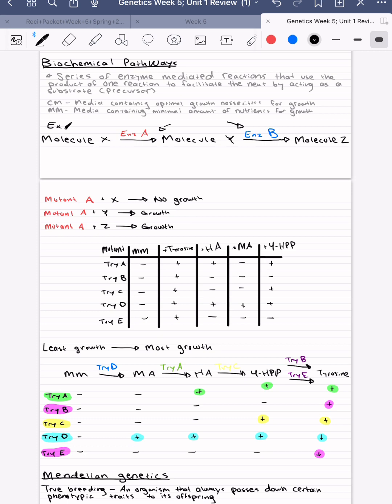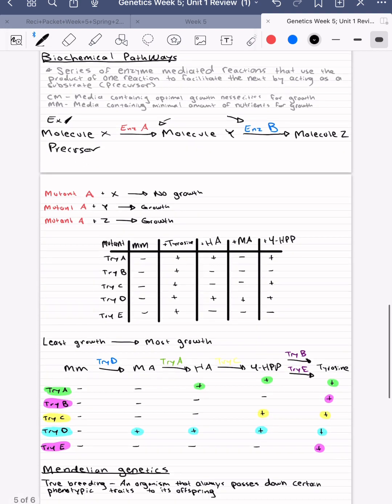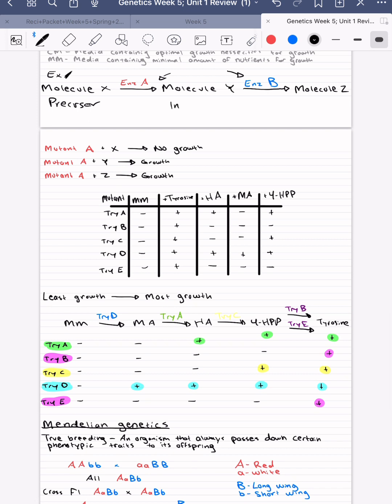So in this case, the beginning molecule is known as the precursor. And the precursor is converted by enzyme A into an intermediate, which is molecule Y. Now this intermediate acts as the precursor for enzyme B.